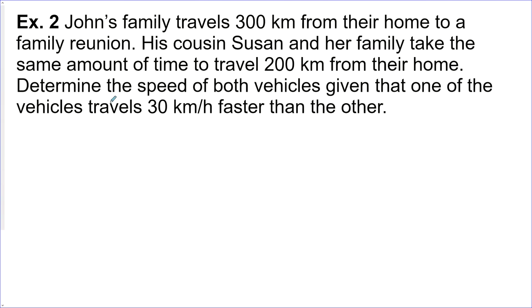Example 2. John's family travels 300 kilometers from their home to a family reunion. His cousin Susan travels 200 kilometers in the same amount of time. Determine the average speed of both vehicles, given that one of the vehicles travels 30 kilometers per hour faster than the other. We need a variable, so let x be John's speed.